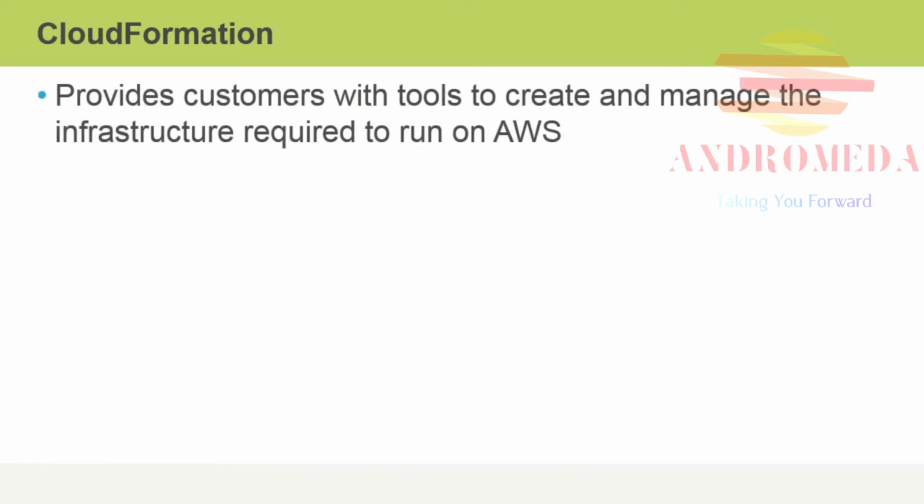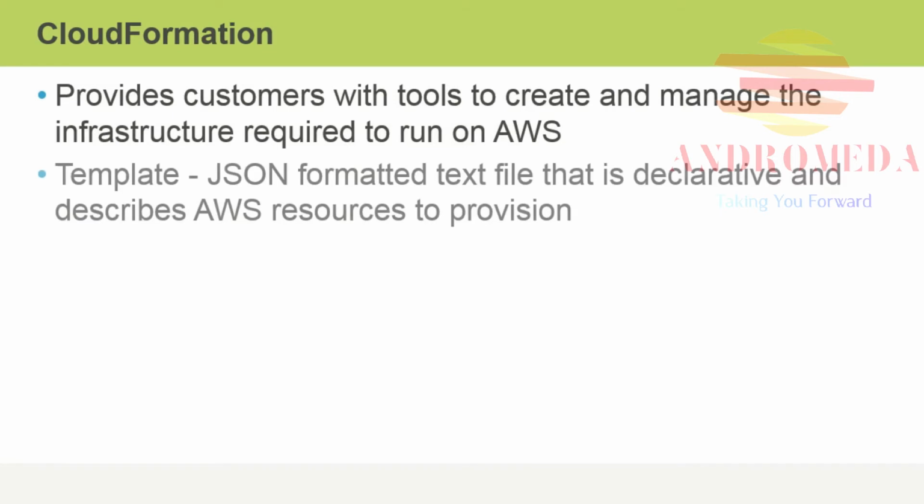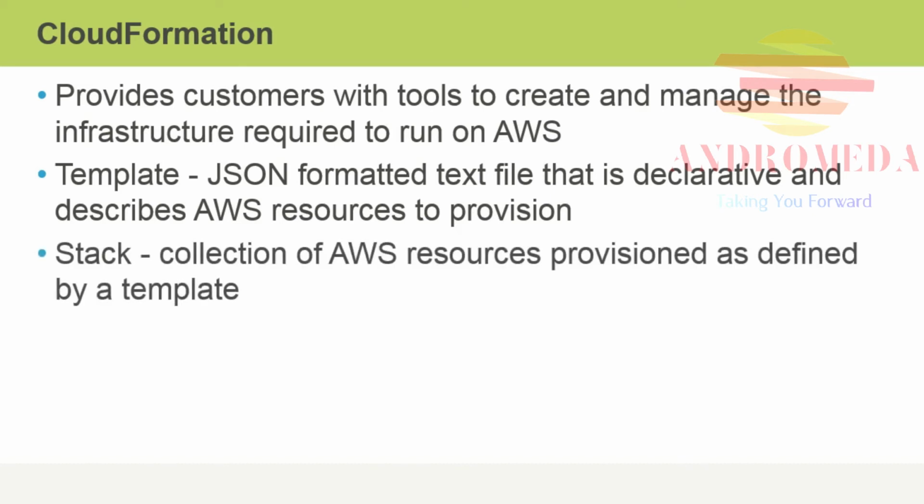CloudFormation provides AWS customers with the tools they need to create and manage the infrastructure required to run on AWS. CloudFormation consists of templates, which is a JSON-formatted text file that is declarative and describes AWS resources to provision. CloudFormation consists of stacks, which is a collection of AWS resources provisioned as defined by a template. There is no additional charge other than the provisioned AWS resources.